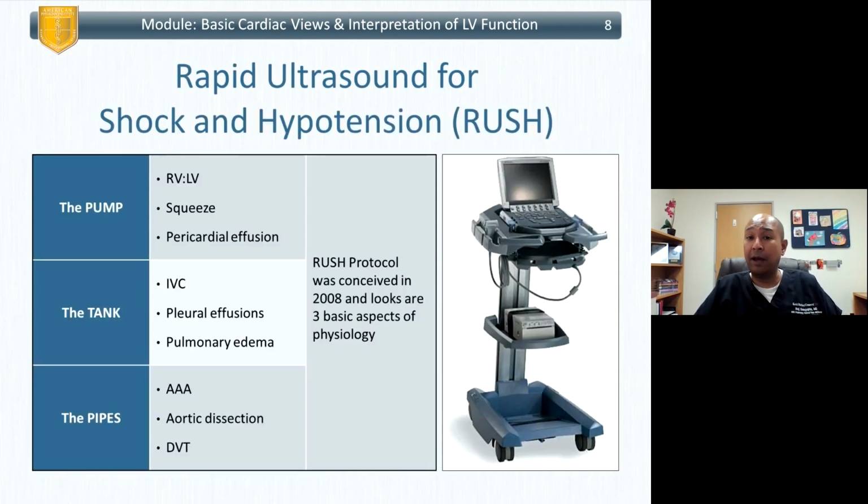So what are some of the protocols that we use when using the ultrasound in the ICU? One of them is called the Rapid Ultrasound for Shock and Hypotension. We call that the RUSH protocol. The RUSH protocol basically divides what you want to do with the ultrasound as looking at the pump, looking at the tank, and the pipes.